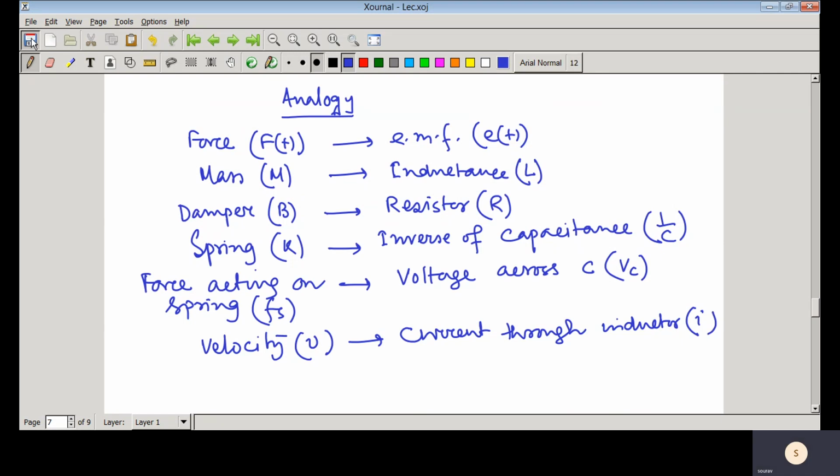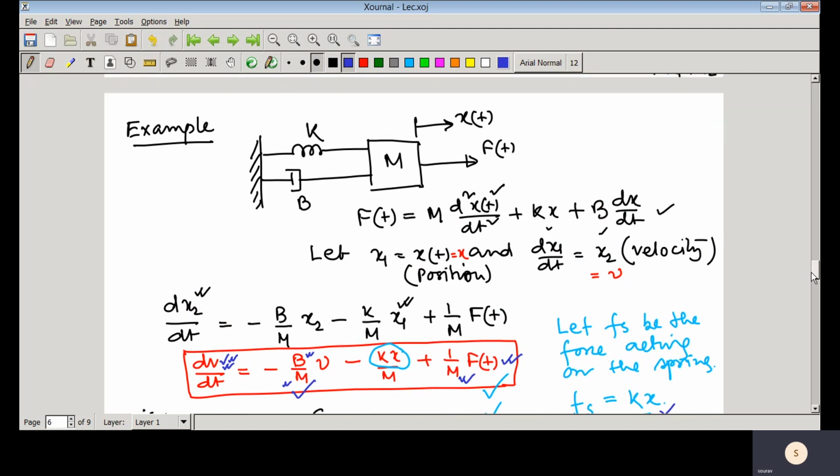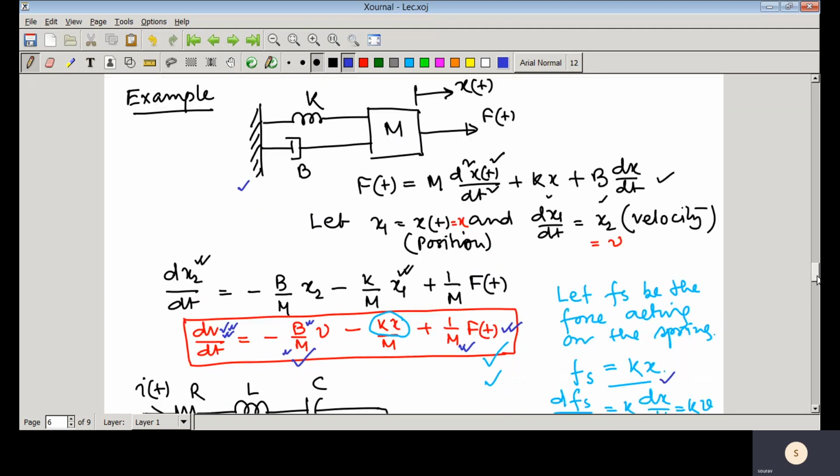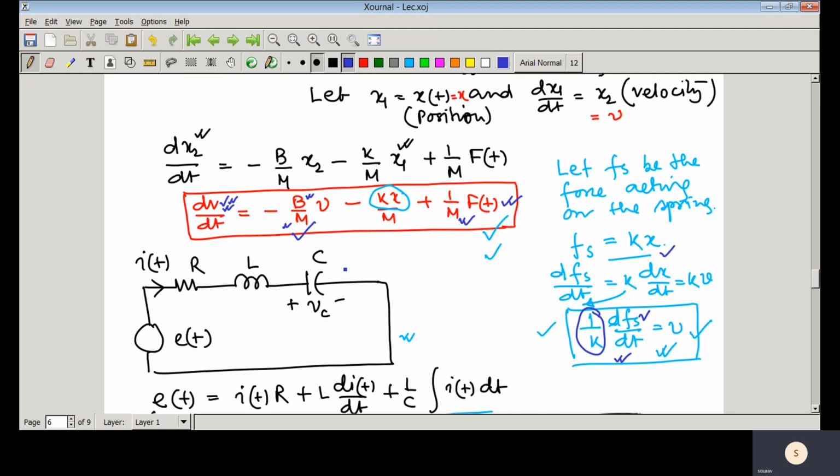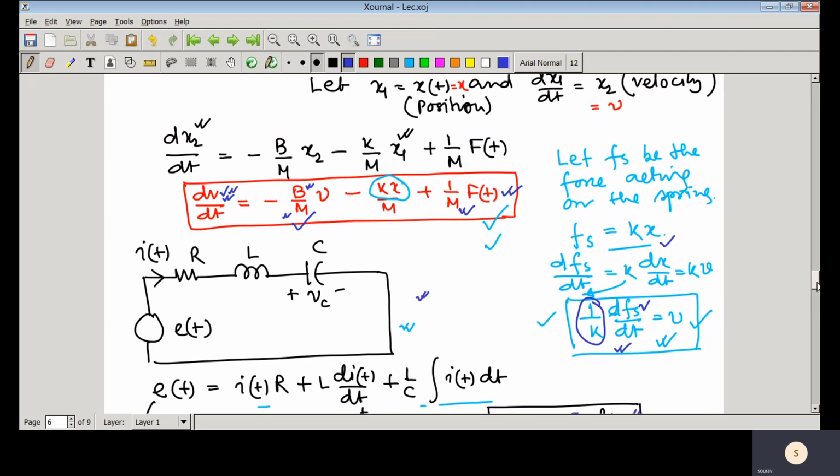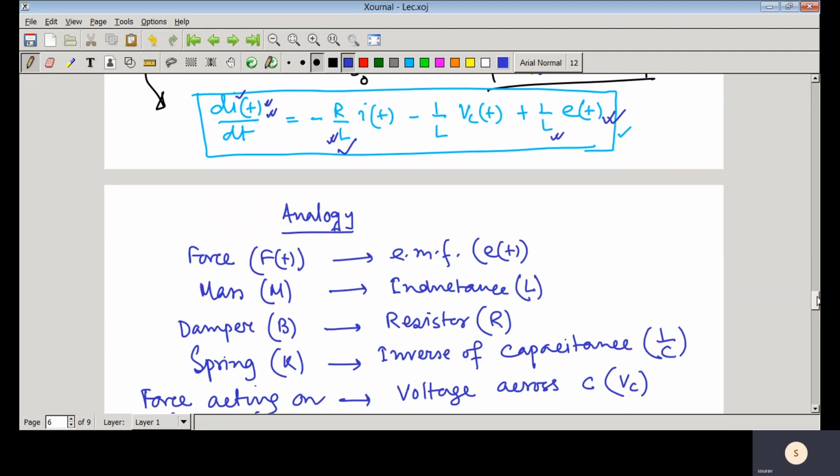So it is very interesting to see that whenever you have a mechanical system, you can just draw an analogy in an electrical network. So if you have a spring mass damper system, analogically the force acting on that mass is equivalent to the voltage applied to that circuit.